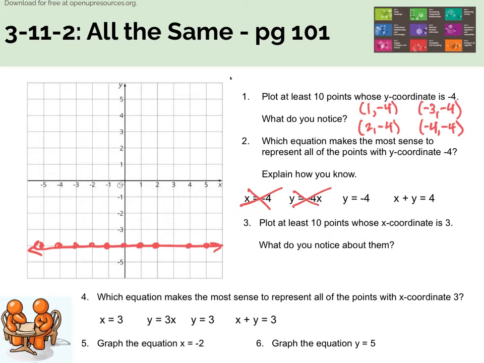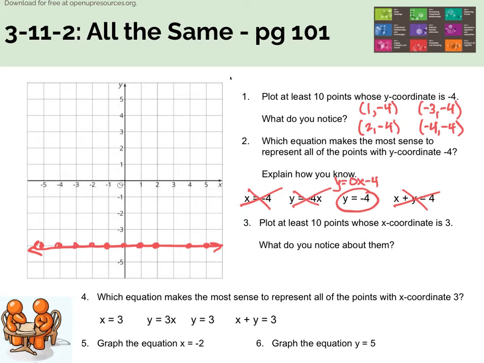And what about x plus y equals 4? That means I have two different things, and both of them have to add together to equal 4. That doesn't work either. So what is my equation? y equals -4. That means my slope is not changing, so my slope is actually 0. Remember, we talked about that. We have y equals 0x minus 4, or plus a -4. Nothing is going along with it, so it's y equals -4.